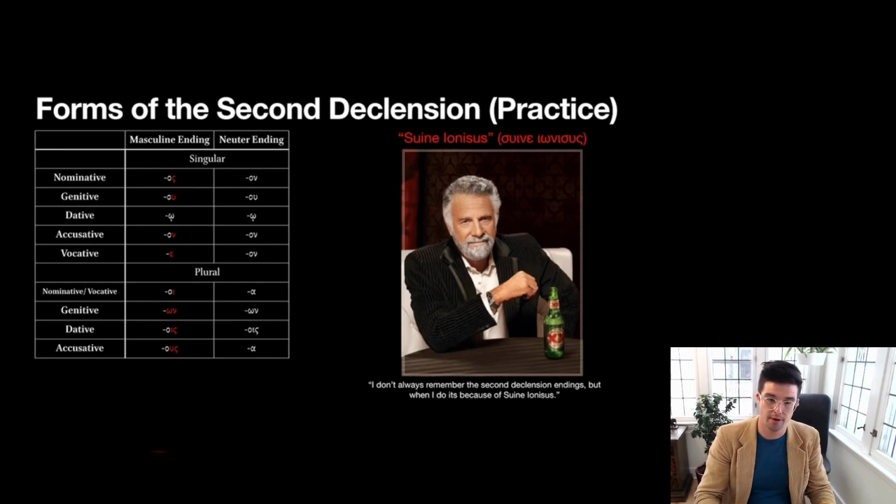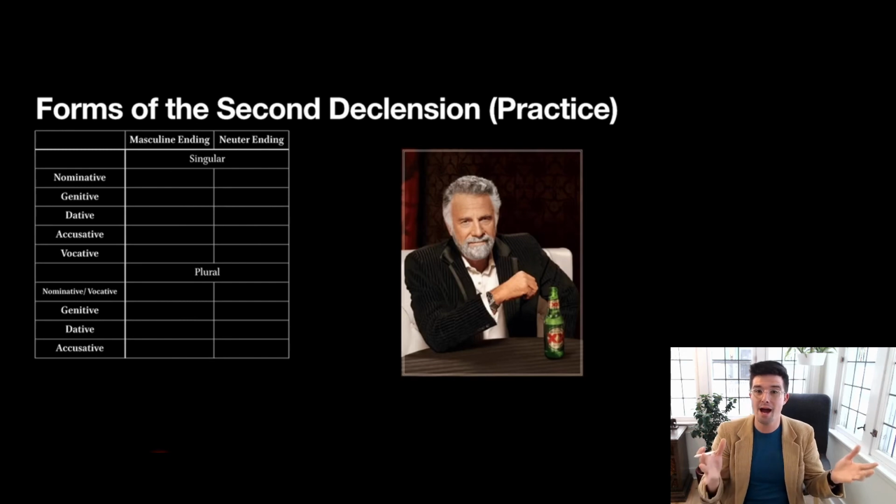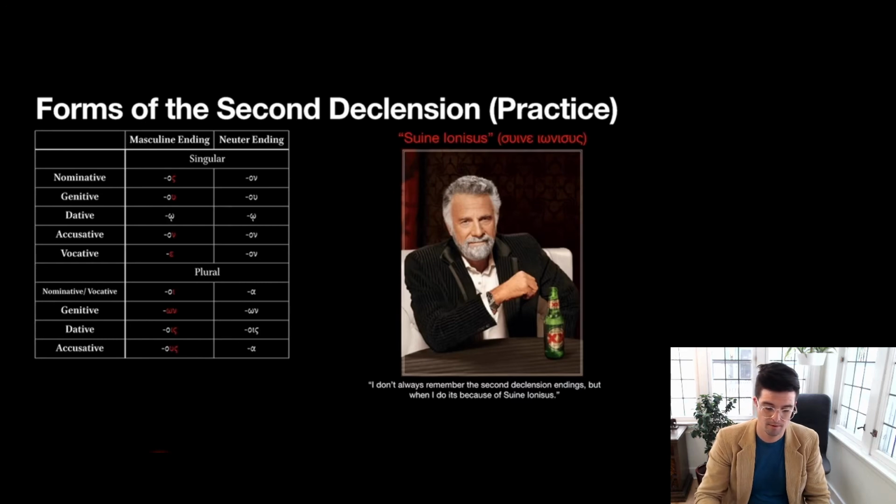And the next thing we're going to do is take away Swain Dionysus's name and try again. So one more time, make your charts and write down the endings for the second declension of the masculine and the neuter. So once again, it should look like this. Go ahead and do some self-correction by pausing.